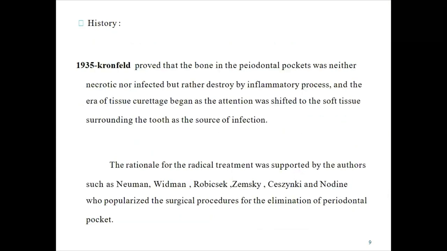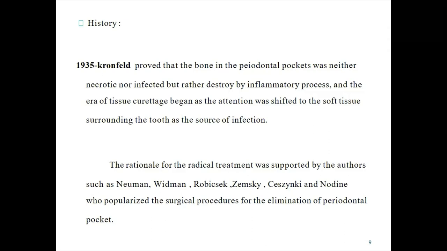Then Kronfeld was the person who proved that bone in the periodontal pockets was neither necrotic nor infected, but rather destroyed by the inflammatory process. An era of tissue curettage began as the attention was shifted to the soft tissue surrounding the bone as the source of the infection. So basically, it's not a pathological change of the bone per se, but the real culprit is the surrounding soft tissue lining.